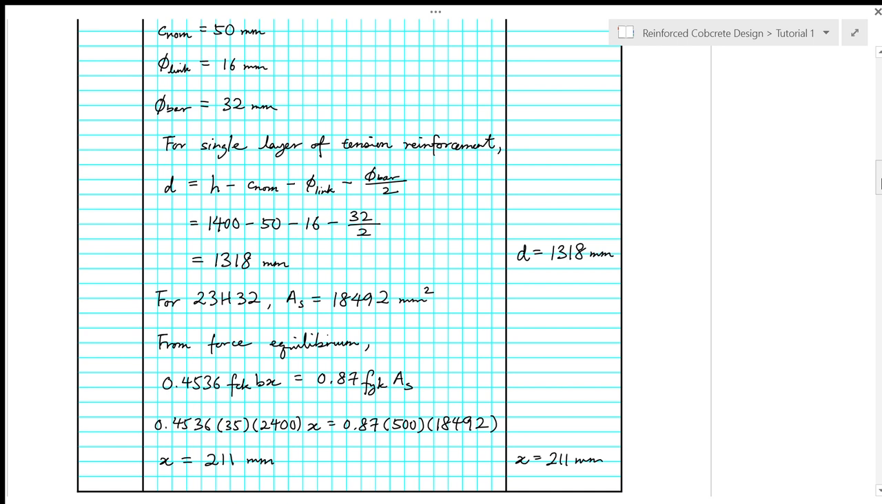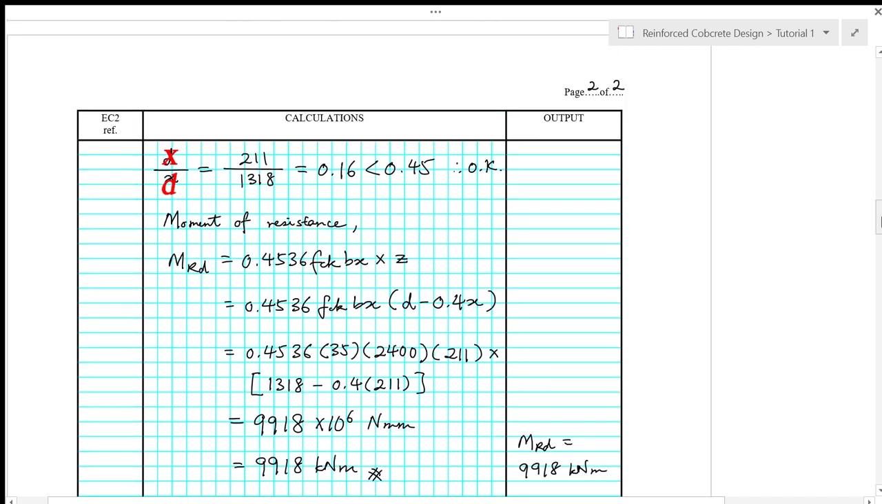For the provided steel of 23H32, the total cross-sectional area is 18,492 square millimeter. For force equilibrium, the total concrete compression is equal to the steel tension. So the only unknown here is x in this equation. We substitute all the known values for fck, the width of the section b, and also As. In this case, we get the neutral axis depth x equals 211 mm.